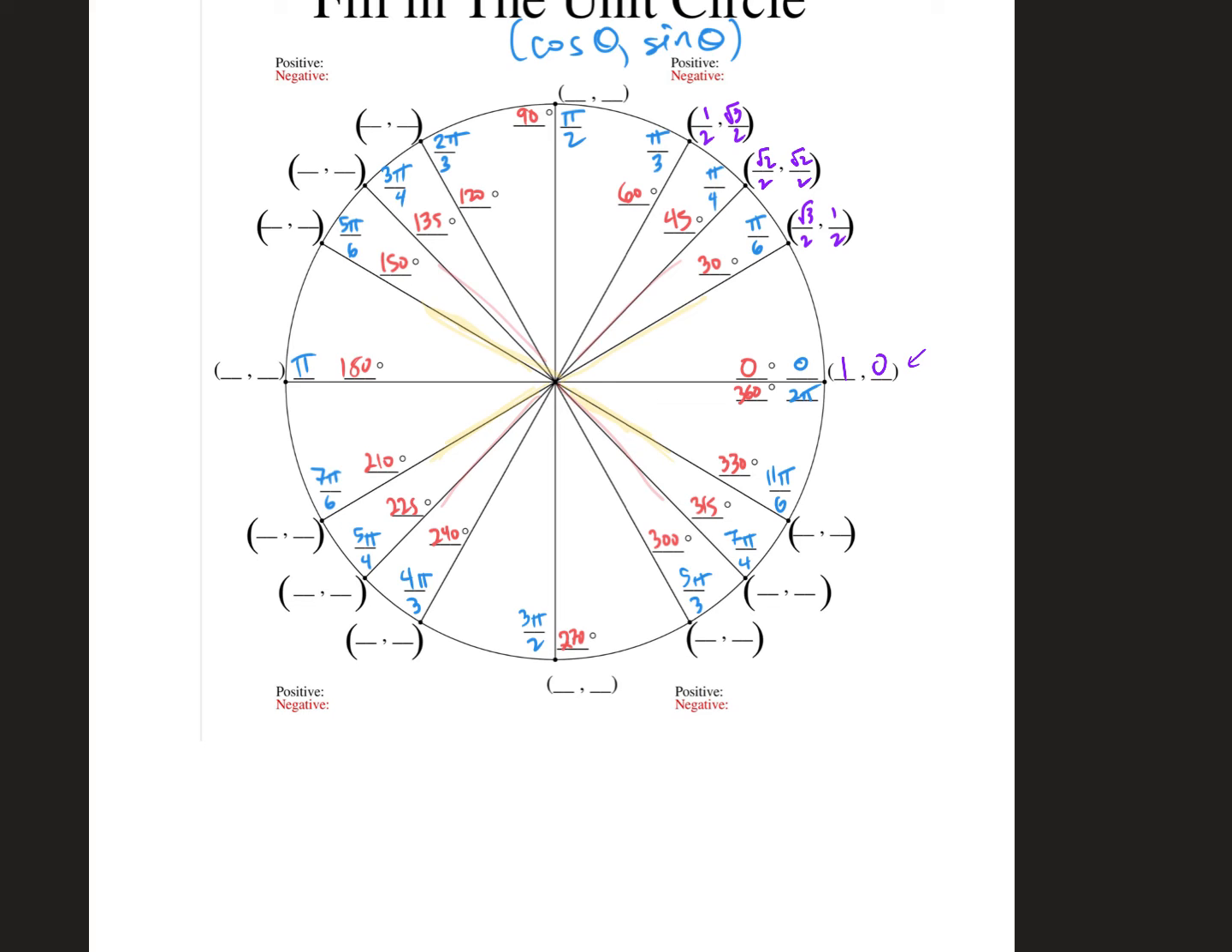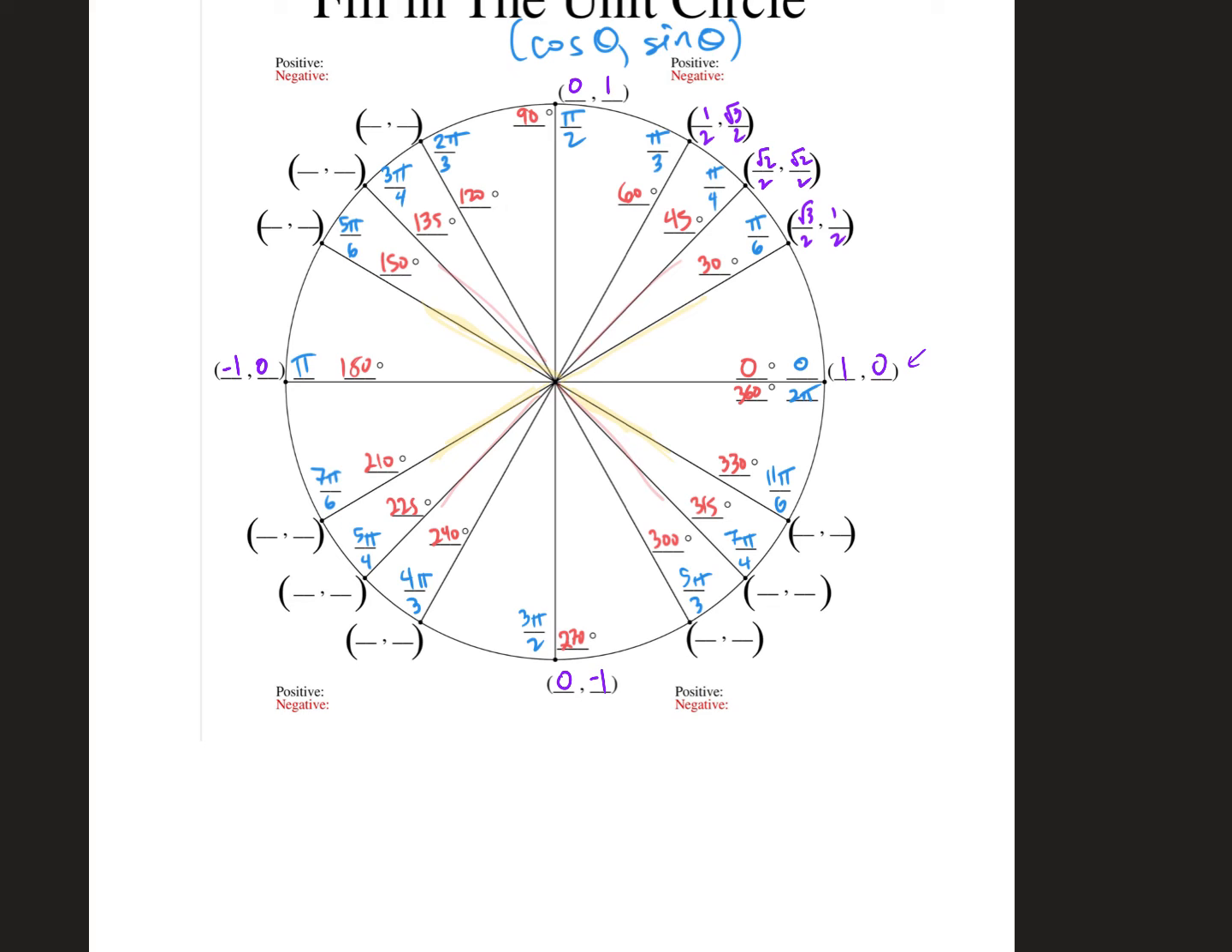Look at the 90-degree angle. Again, radius is 1, that's 0, 1. The cosine of 90 is 0, the sine of 90 is 1. And that works for pi, this is -1, 0, and 3 pi over 2, this is 0, -1.